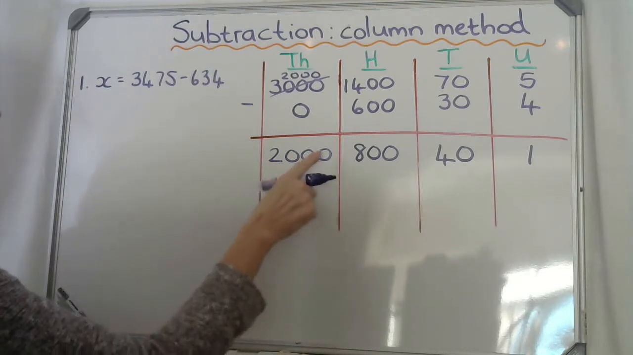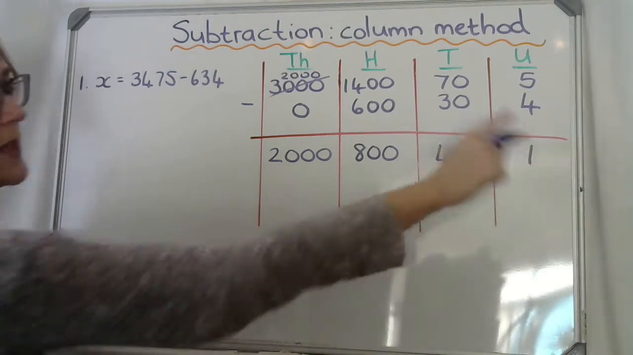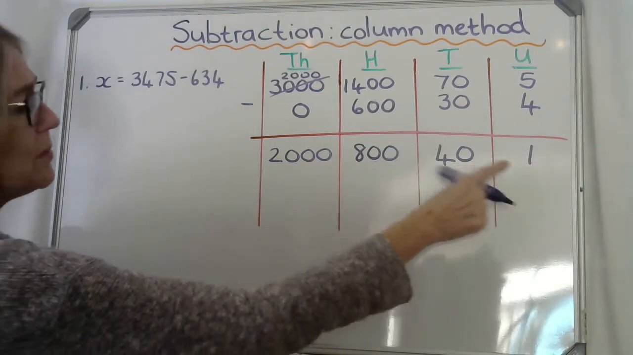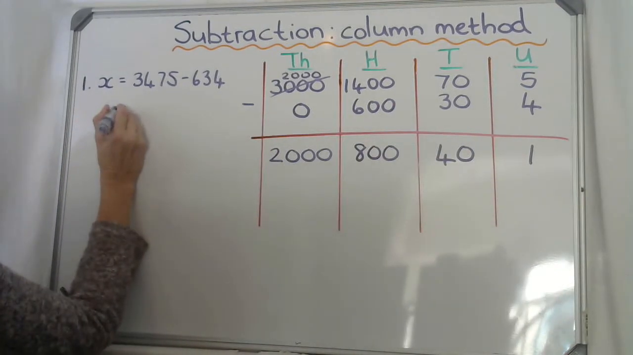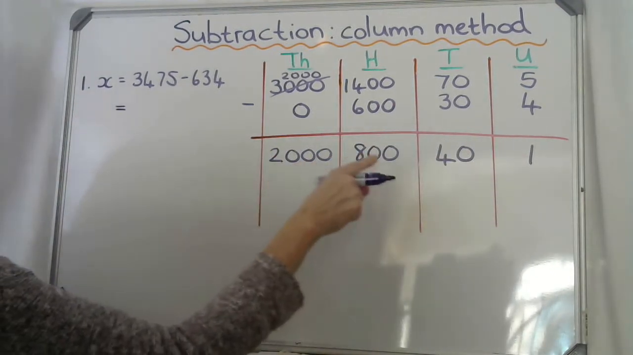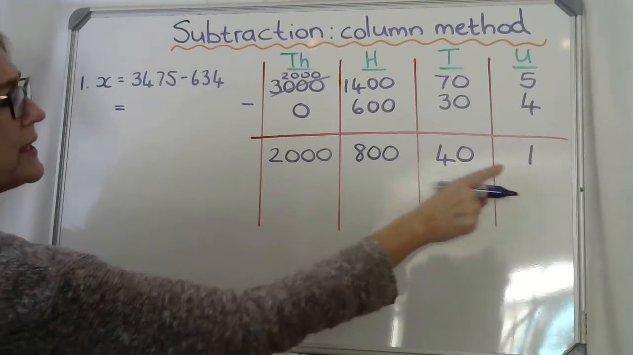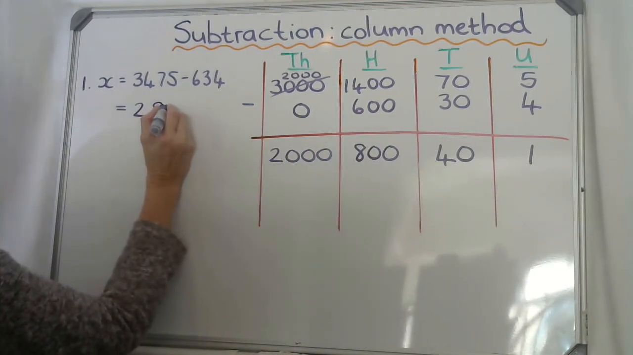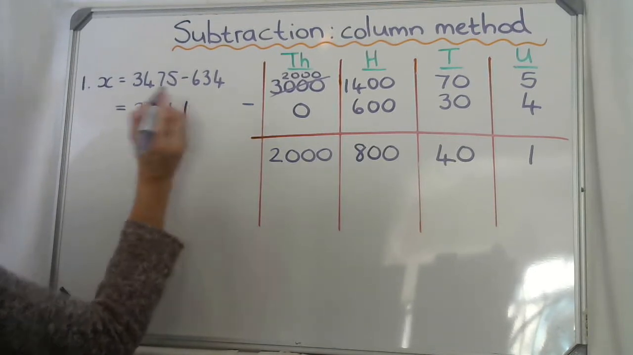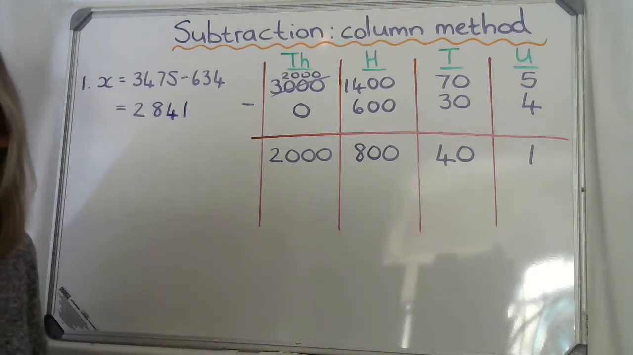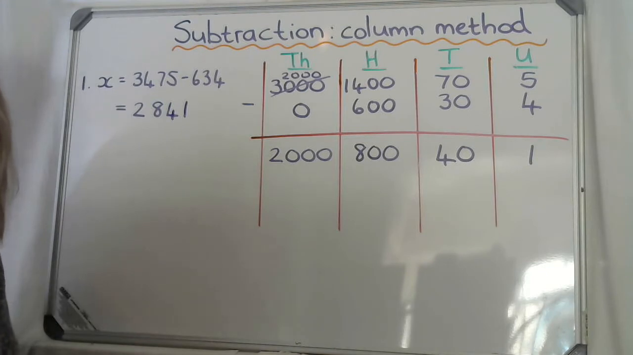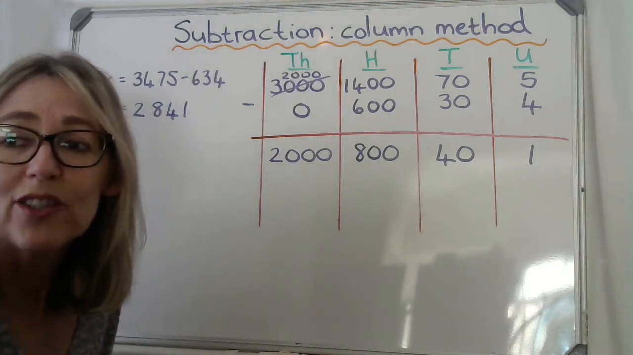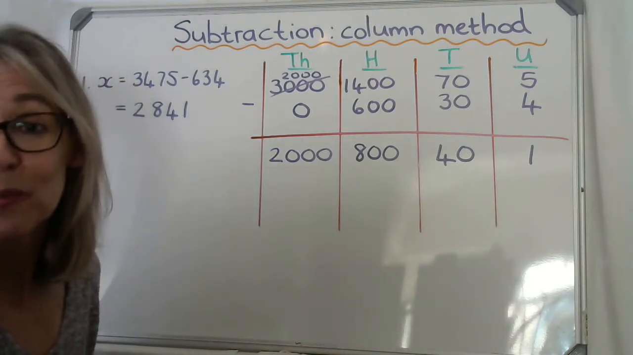So all we do now is we add up these numbers from the columns. So 2,000 plus 800 plus 40 plus 1 will give us 2,841. So we can write it here, 2,841. And there we've worked out our answer. Okay, I hope you all followed, and we are going to do another example to practice.